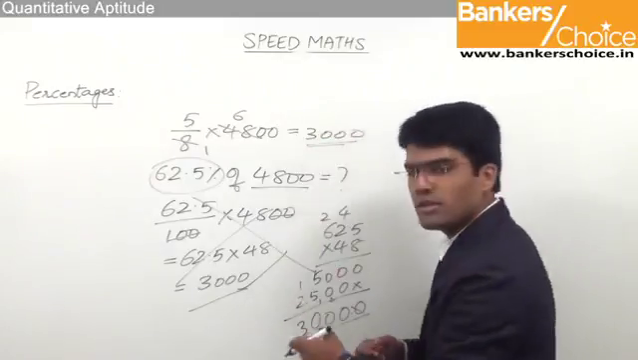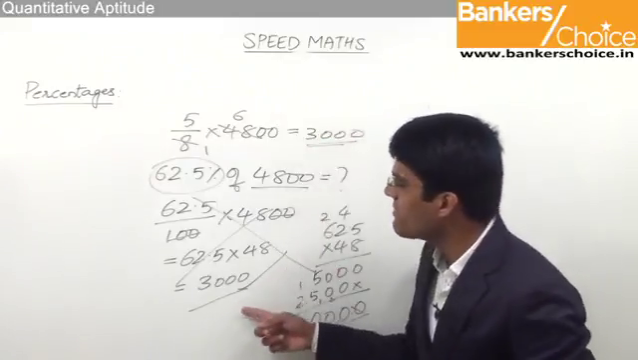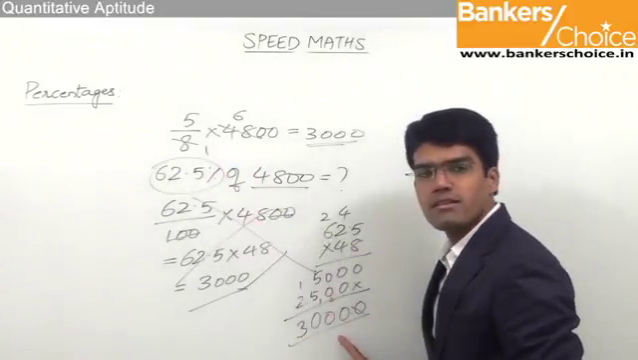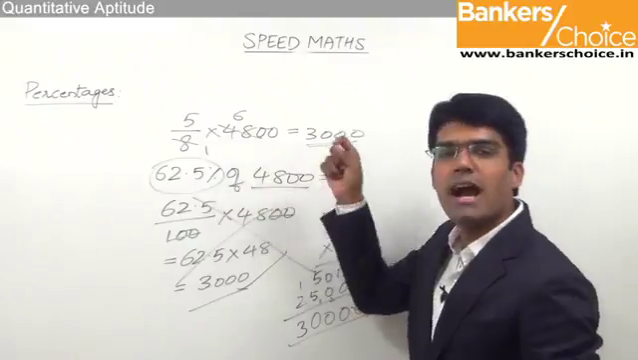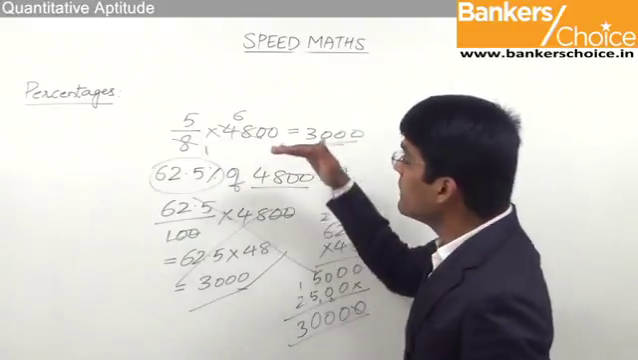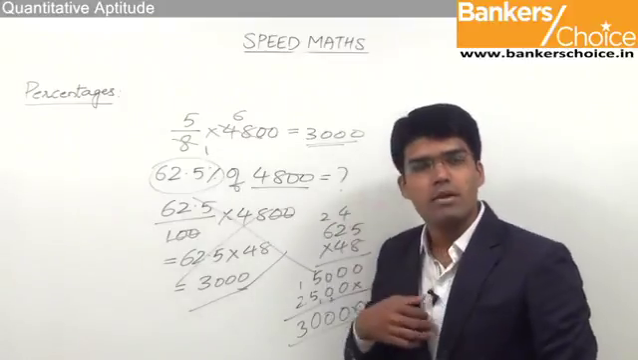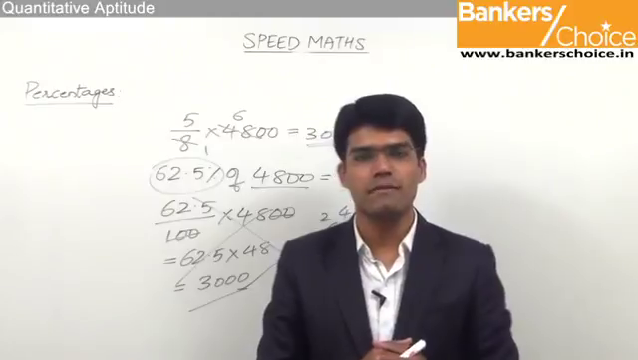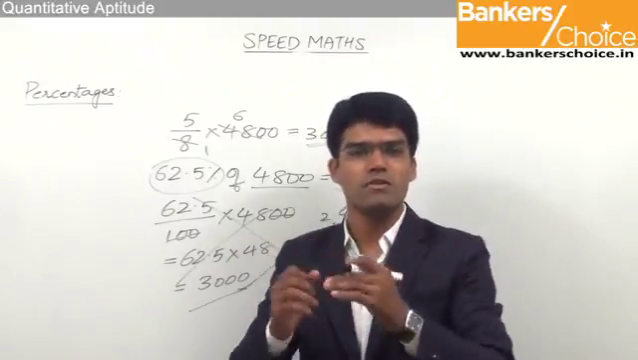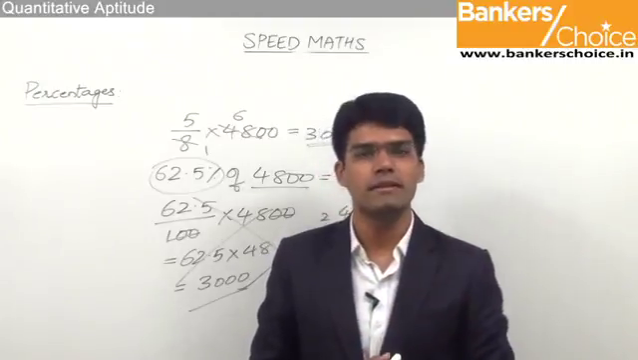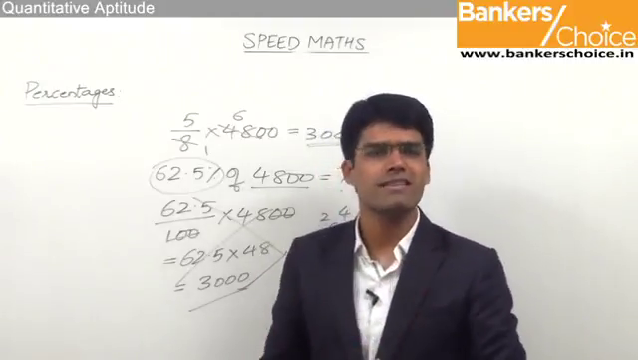Now try to compare the two methods. Answers are same, but look at the number of steps. Here we write so many steps in the general method, but in this case we hardly write anything on paper. And if you are smart in calculations, even this step is not required. Why? Because we can visualize the answer here. 5 by 8 is 62.5. So 5 by 8 into 4,800. 48 by 8 is 6. 6 into 5 should be 30. So 30 with 2 zeros will give us 3,000.